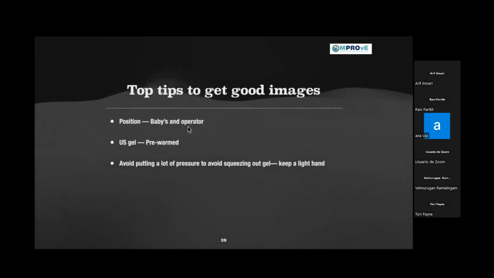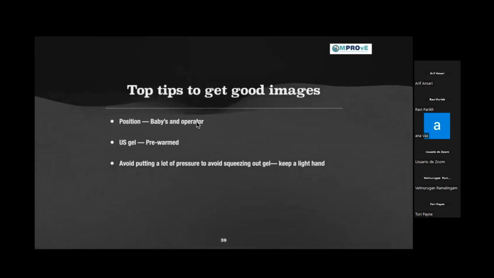At the same time, it becomes imperative to consider the operator's position as well. Be comfortable while you are scanning, because when you're trying to scan the baby through the porthole, for preterm babies of course, or term babies on a cot, we end up in awkward positions, getting a catch on the back or the neck.